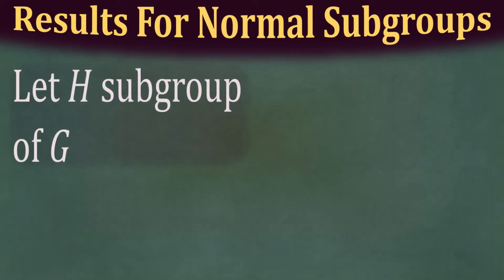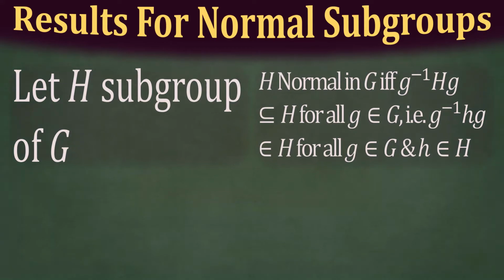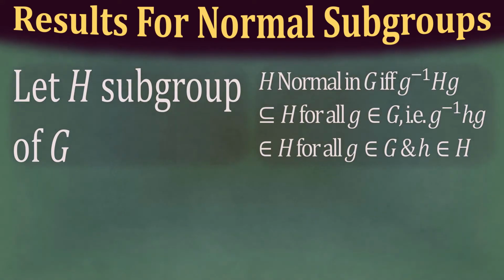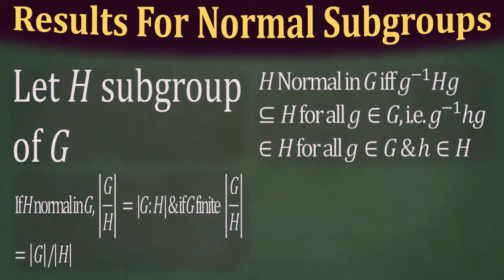Let H be a subgroup of G. Then H is normal in G if and only if g inverse Hg is a subset of H for all g in G, i.e. g inverse hg is in H for all g in G and h in H. Also, if H is normal in G, then the order of G over H is equal to the index of H in G, and if G is also finite, then the order of G over H is equal to the order of G divided by the order of H.